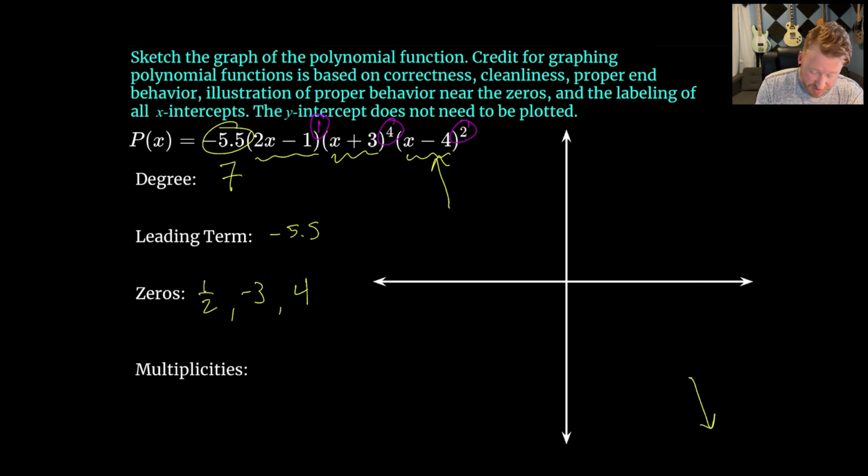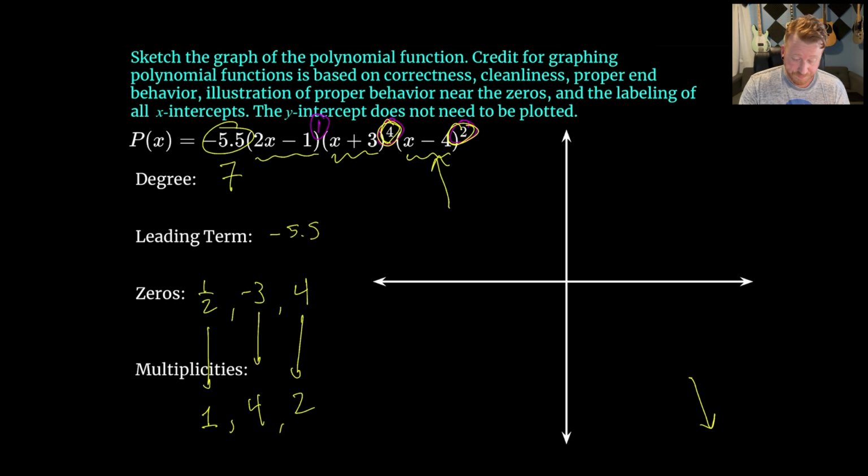And then we'll look at the multiplicities for each one of those. So I didn't write this out in a very nice way, but the multiplicity for 1/2 is 1. The multiplicity for negative 3 is 4. So that means we're going to have a bounce there, and that bounce is going to kind of hang on for a second. It'll be a little bit flatter. And then the multiplicity for 4 is 2. So we're going to have a bounce there as well. All right, let me clean up my function a little bit.